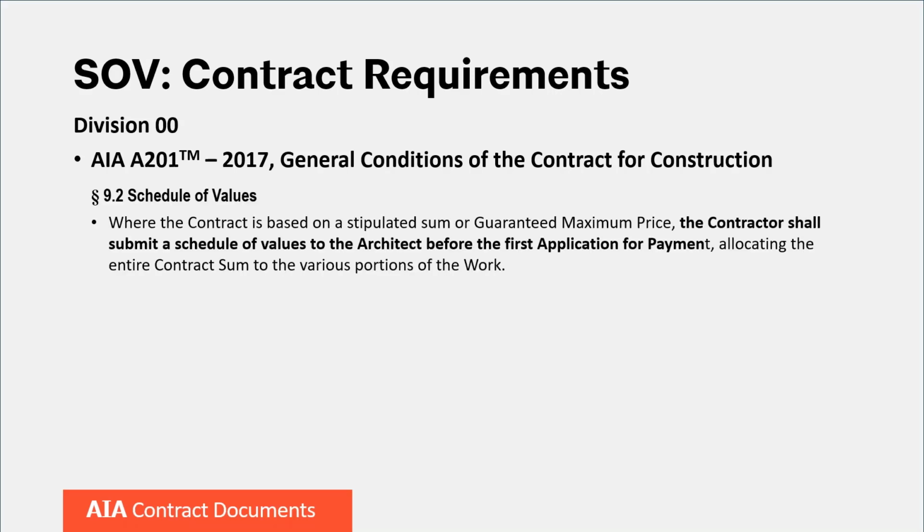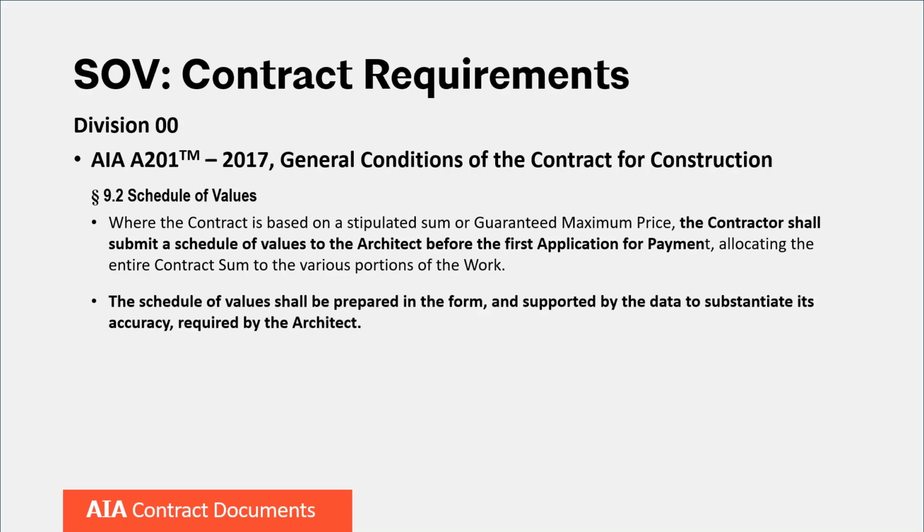Article 9, payments and completion, is specific to the schedule of values, the application for payment process, the certificate for payment, the decisions to withhold certification, progress payments, and other related requirements. The schedule of values is addressed in section 9.2 as follows: where the contract is based on a stipulated sum or guaranteed maximum price, the contractor shall submit a schedule of values to the architect before the first application for payment, allocating the entire contract to the various portions of the work.